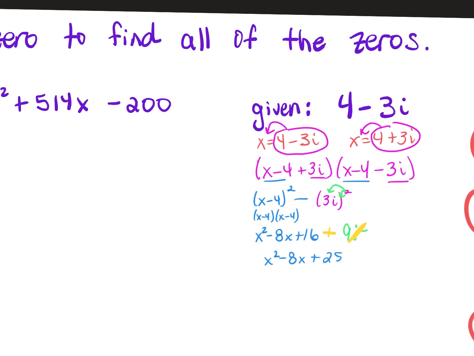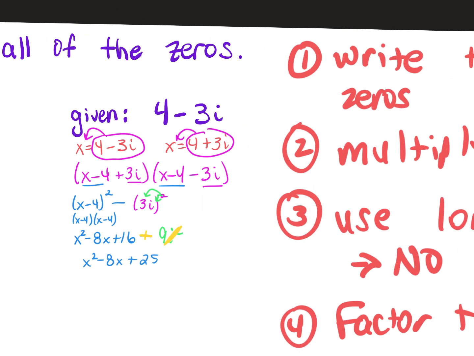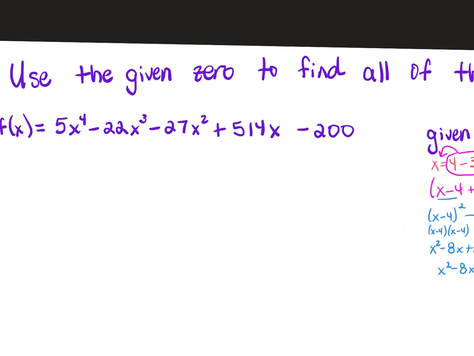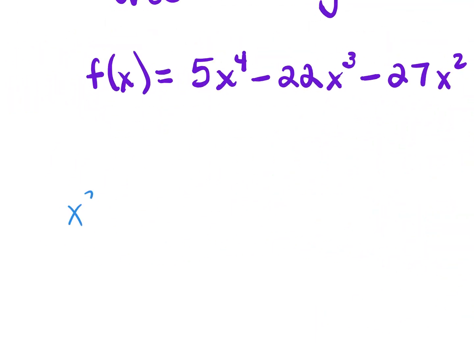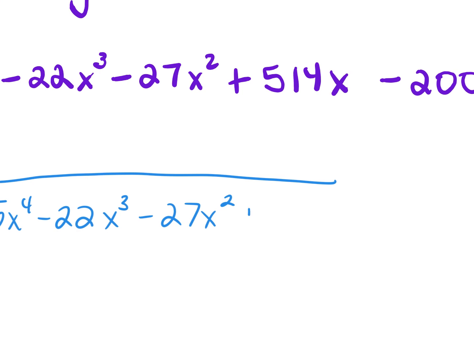Okay, that was step 2. Multiply them together, correct? What is step 3? Use long division. So you're going to say, okay, we had x squared, was it plus or minus 8x? Okay, plus 25. And you're going to divide it into this big, long polynomial: 5x to the 4th minus 22x cubed minus 27x squared plus 514x. If you want to put the plus 0, you can.